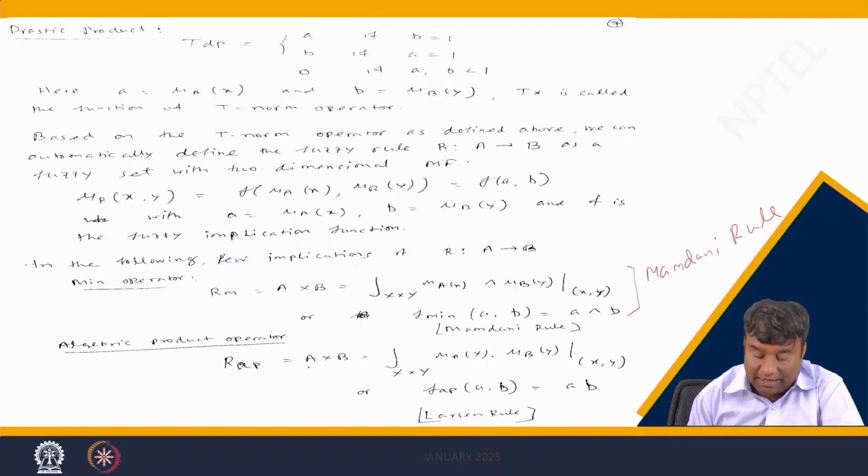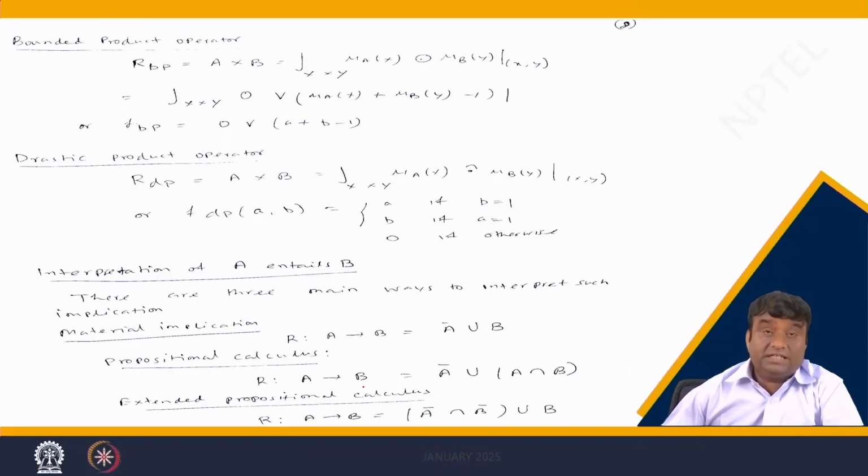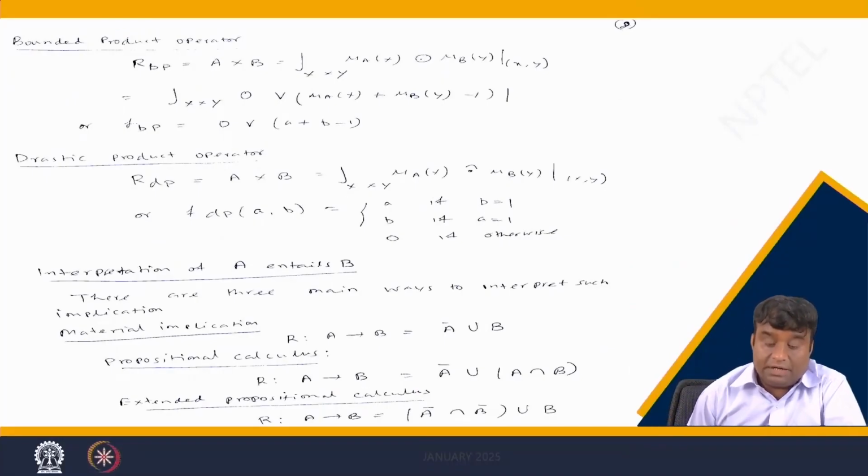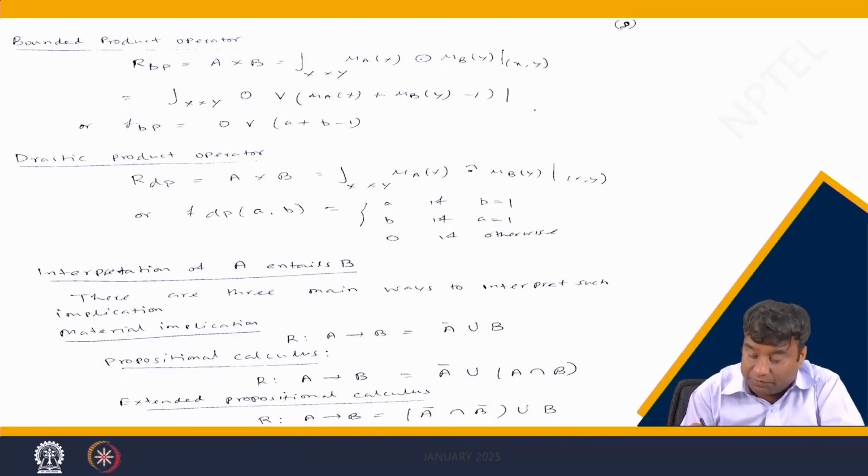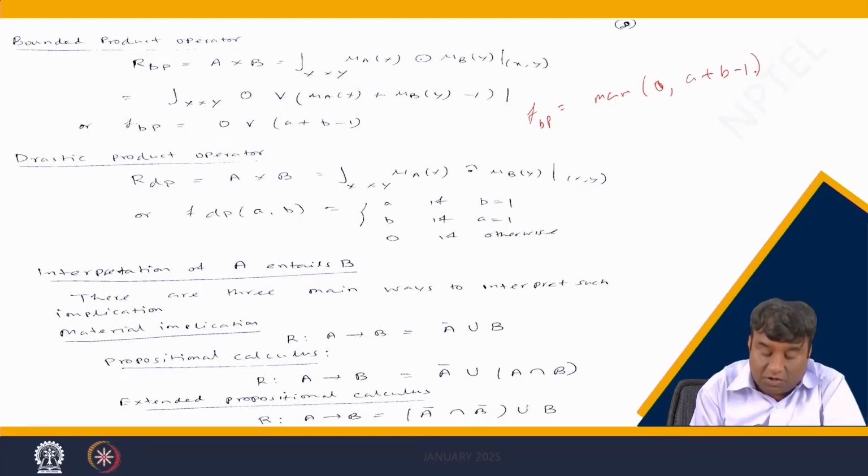Similarly, algebraic product R_AP(A, B) on A cross B is simply the product of mu A(x) into mu B(y). That is known as the Larsen rule. Next is the bounded product operator R_BP(A, B), the maximum value of 0 and A plus B minus 1. Drastic product operator R_DP: if B equals 1 then it is A, if A equals 1 then B, and 0 otherwise.